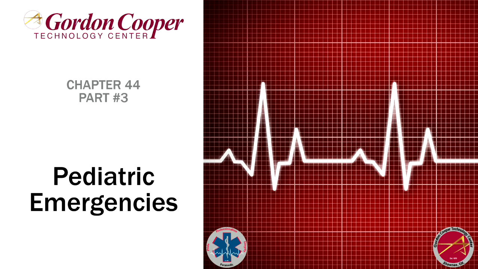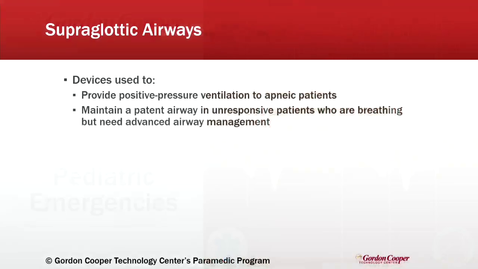We talked about the use of oxygen as well as NP and OP airways and their use and contraindications, when we can use them and what the pitfalls are. We'll pick up this discussion essentially right where we left off, talking about supraglottic airways. These airways are used to provide positive pressure ventilation to patients who aren't breathing. So it's one of the many ways that we can provide a more secure airway.